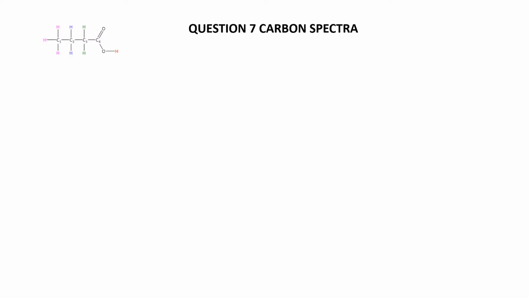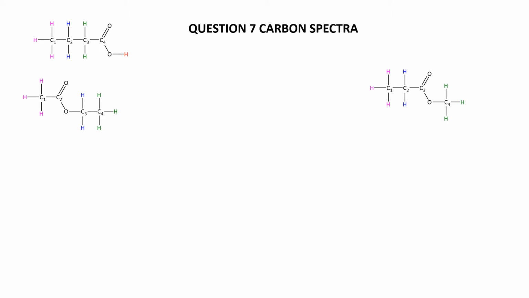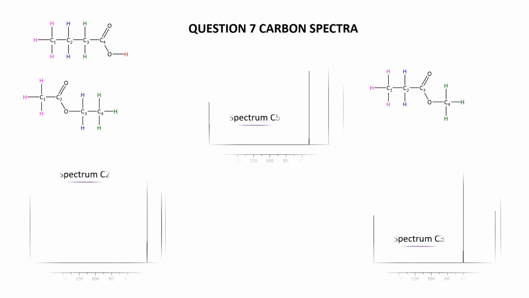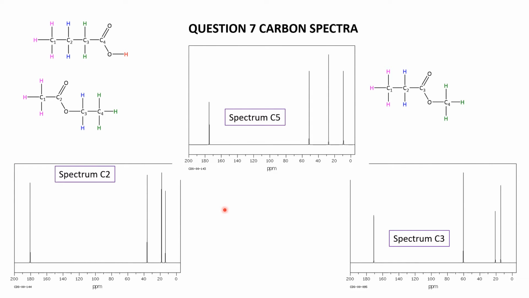So 3 compounds left: 1, 2, 3, an acid and 2 esters, and 3 spectra left. Now, all 3 of these compounds, being the acid or the esters, have this nice downfield peak here that corresponds to the carbon that's bonded with 2 oxygen atoms. So that's not going to help us at all.